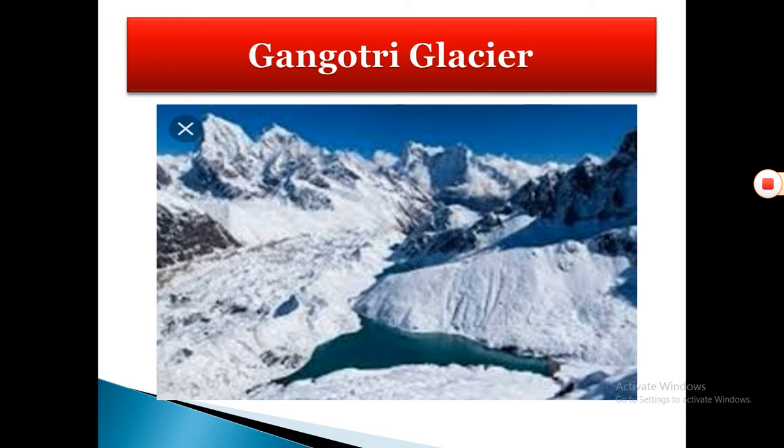Children, underline the words Gangotri and Yamunotri. The Ganga originates from Gangotri and the Yamuna originates from Yamunotri. Gangotri and Yamunotri are the glaciers of the greater Himalayas. Glacier means a mass of ice that moves down a mountain valley.